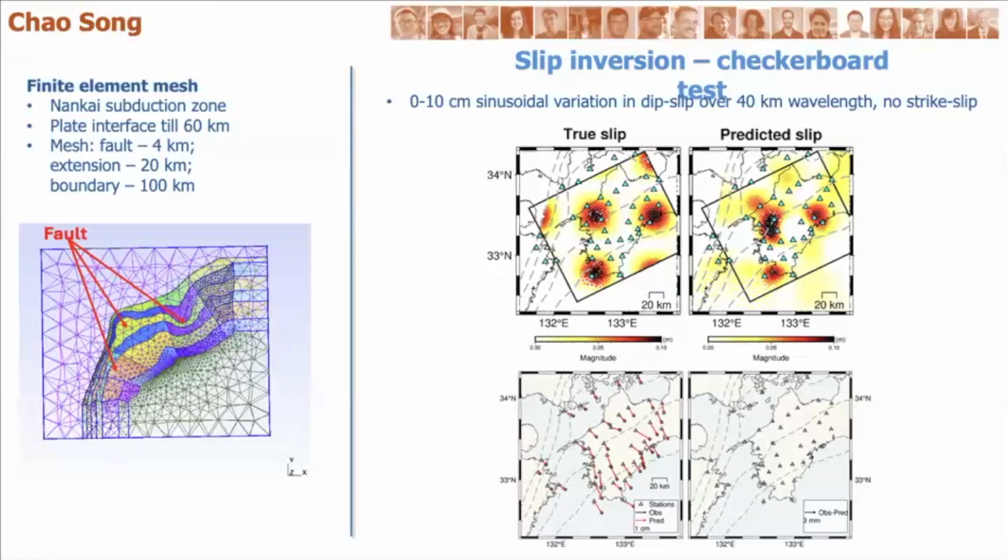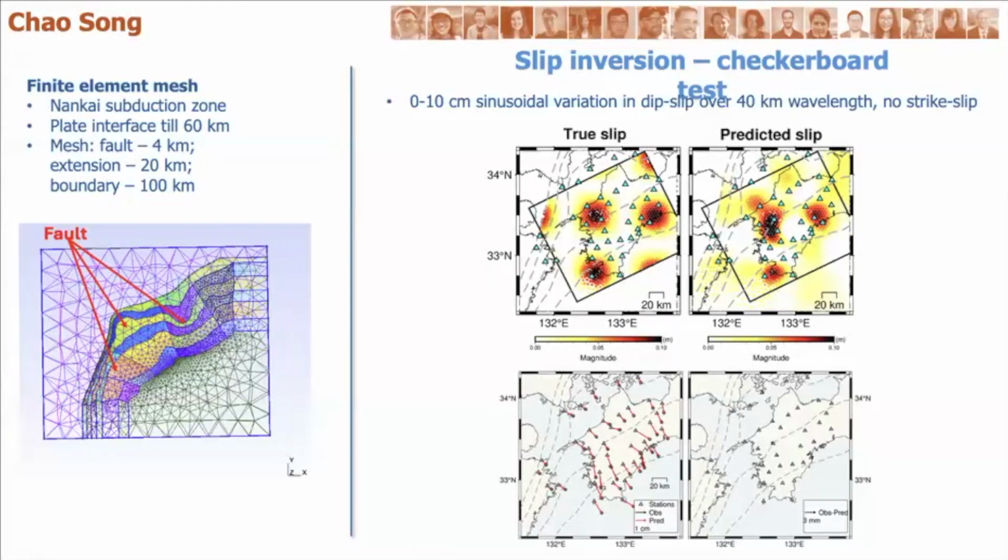First of all, we design a checkerboard test. We design a 0 to 10 centimeter sinusoidal variation in the slip. So we imagine the slip has two directions. One is along the strike direction of the fault. One is along the dip direction, and we don't assume there's an opening of the fault. So this is the true slip I designed, and this is the predicted slip by the slip inversion.